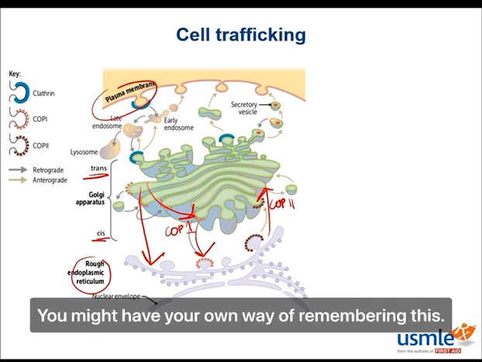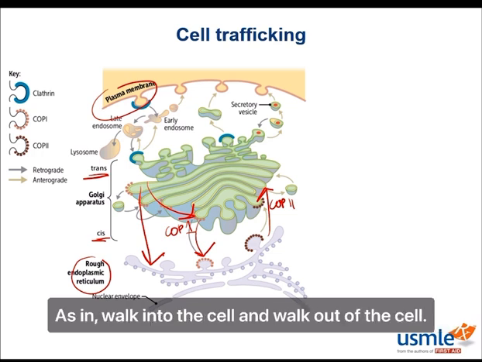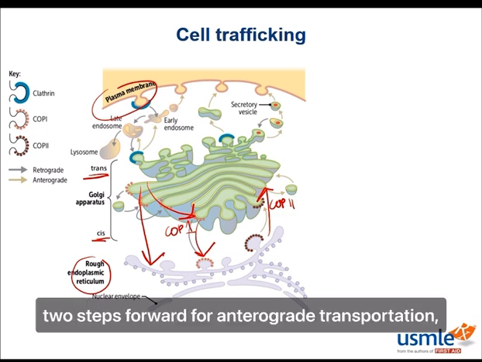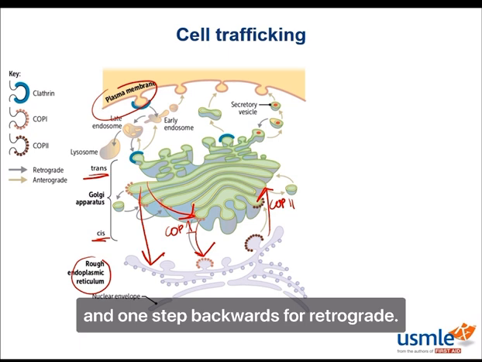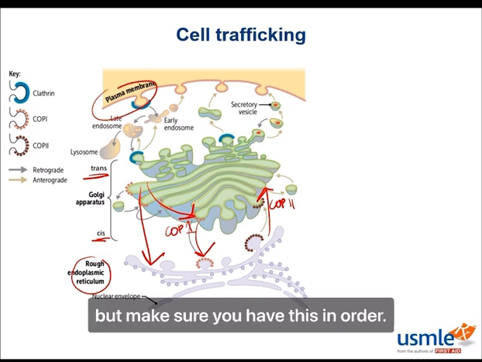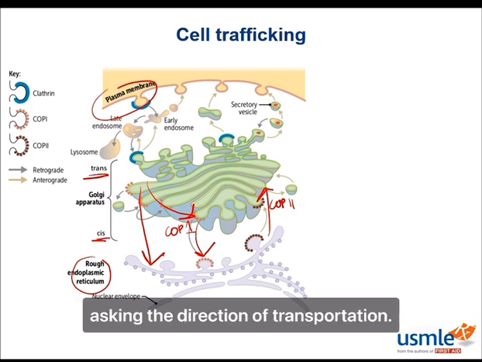You might have your own way of remembering this. I like to remember, first you walk in, then you walk out, as in walk into the cell and walk out of the cell. Your book has this way to remember: 2 steps forward for anterograde transportation and 1 step backwards for retrograde. Really, whatever works for you, but make sure you have this in order. I've seen so many questions on COP1 and COP2 asking the direction of transportation.